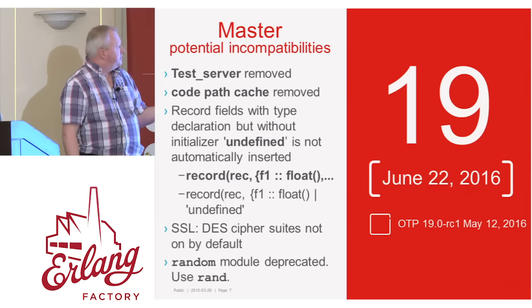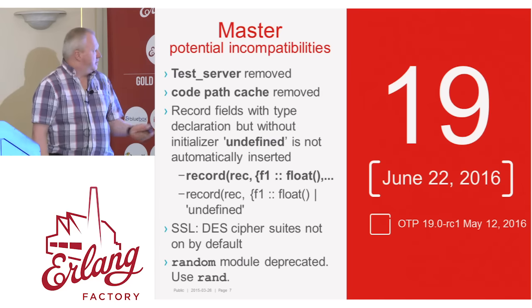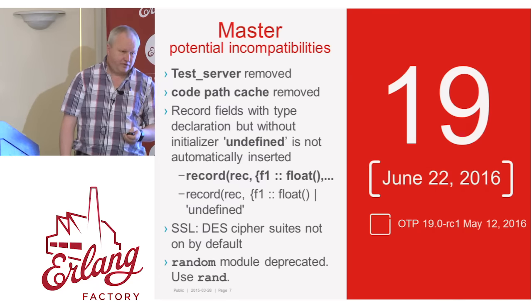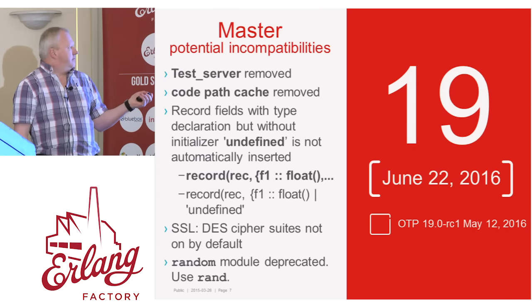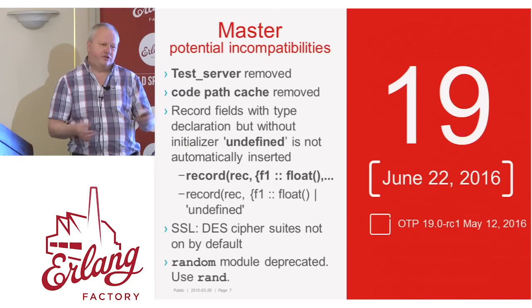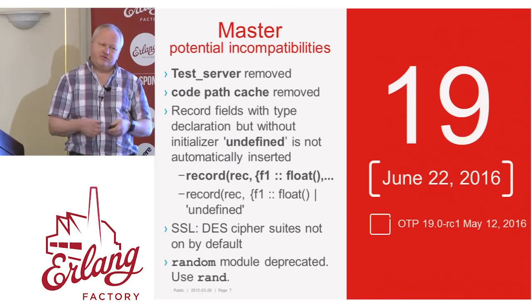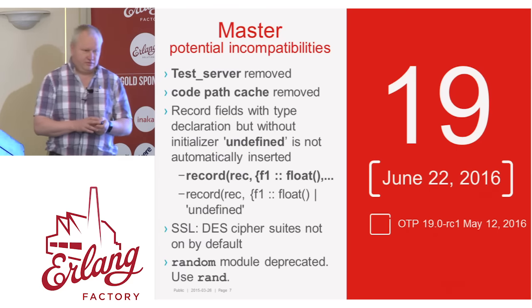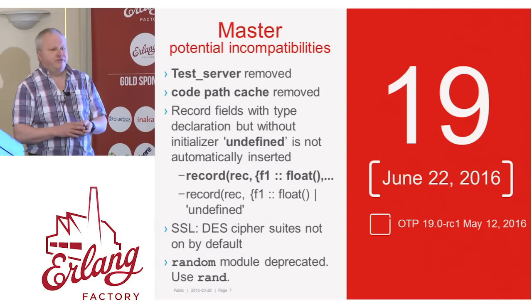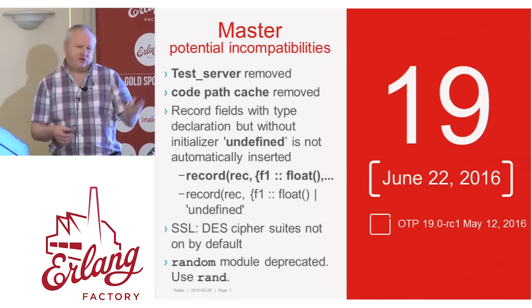So we start with removing the test server, because that has never been documented as an official application. The modules needed from test server are moved into the common test application. We have something called a code path cache, which was intended to speed up the code loading at start. It has never been a success, and it is, as we know, not much used. So we have decided to take it away, because it makes the code more complex during code loading as well. So I think we can solve faster start and loading in other ways.